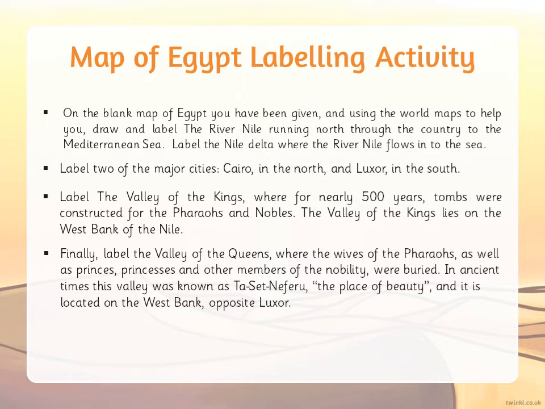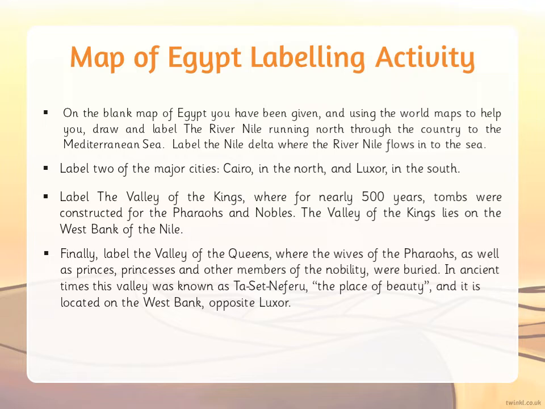You need to be able to label the River Nile running north through the country, right through from the Mediterranean Sea. You need to be able to label the Valley of the Kings, where for nearly 500 years, tombs were constructed for the pharaohs and the really high riches and nobles. It lies on the west bank of the Nile, so you're going to need to look at that compass, the north, east, south and west, to be able to label it correctly.